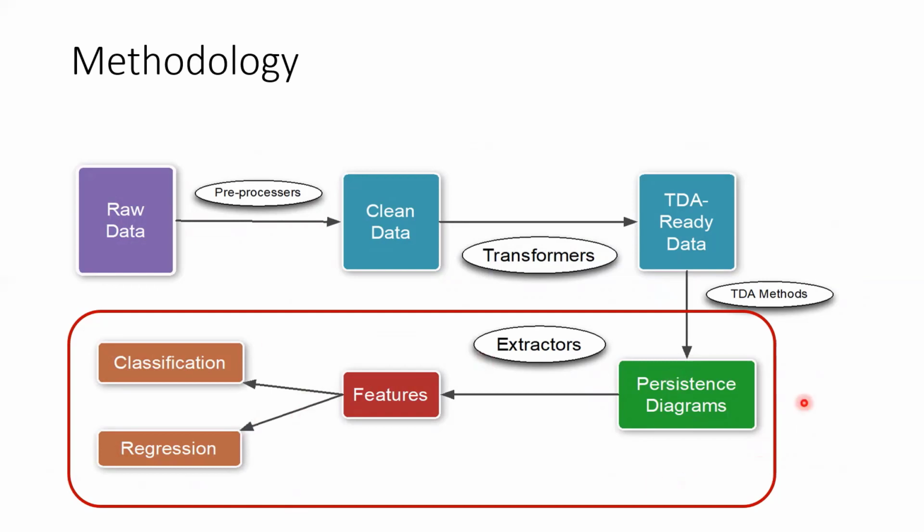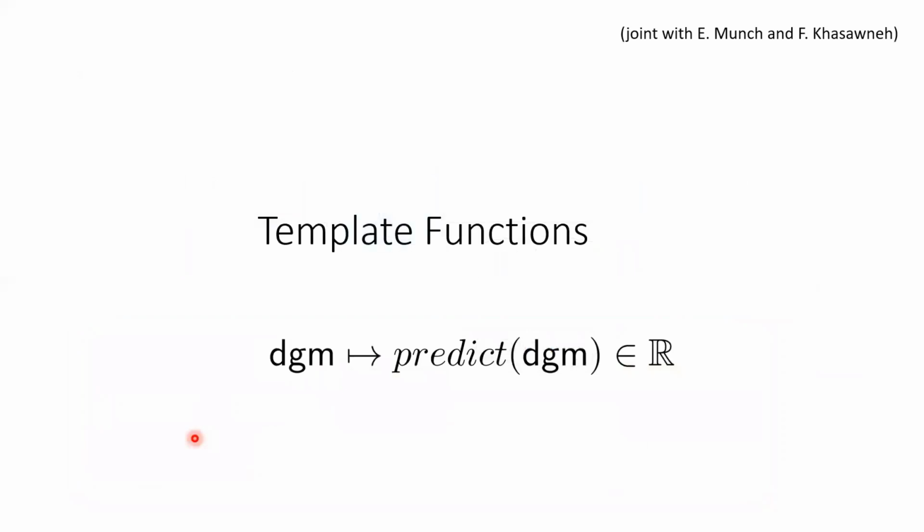What I would like to do now is take another view of the problem of classifying and doing regression with persistence diagrams, because thus far we've shown examples of things like turning persistence diagrams into features. But I would like to take a more principled approach to analyzing this problem. The approach that I'm going to describe now is this idea of template functions.